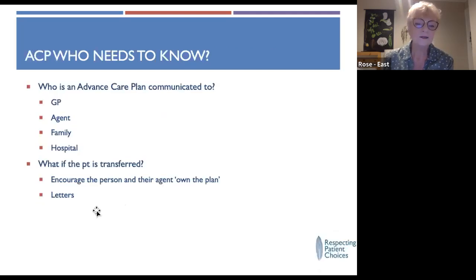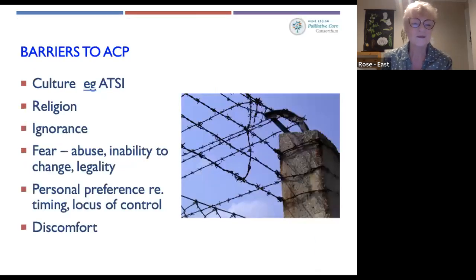Who needs to have it? Obviously the family, you, the hospital, the facility needs one, the GP needs one. It can be written. Well, what if the patient is transferred? Make sure that you make a copy, and also send a copy of the appointment of the medical treatment decision maker too, so that if you're sending someone to hospital, they know who they need to speak to legally, and not just, oh, here's their daughter-in-law's number.